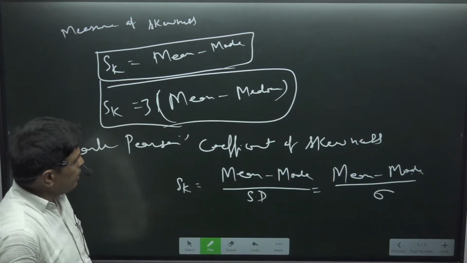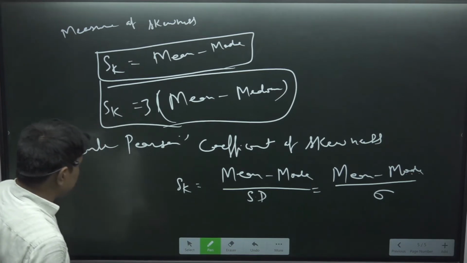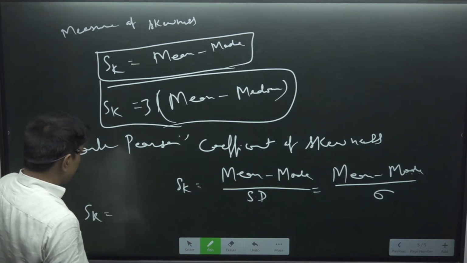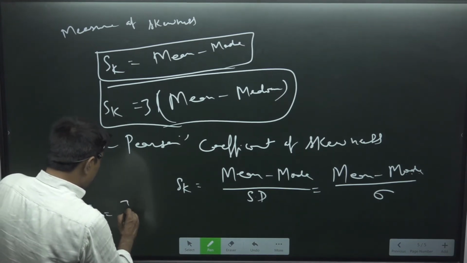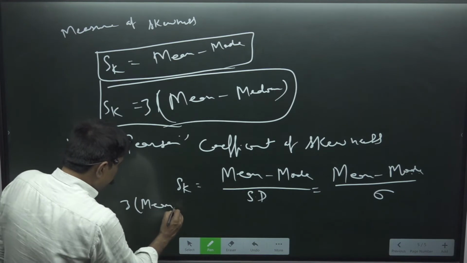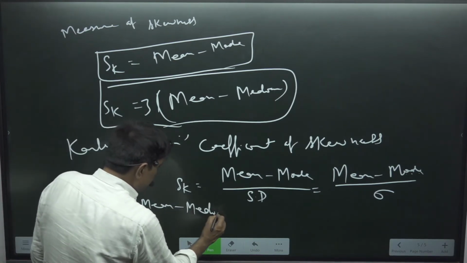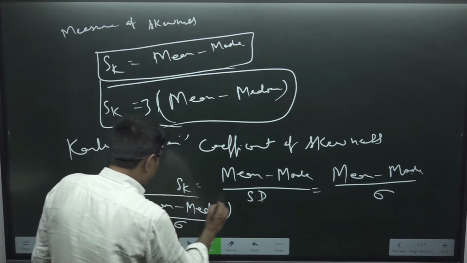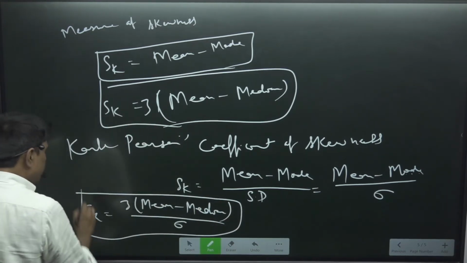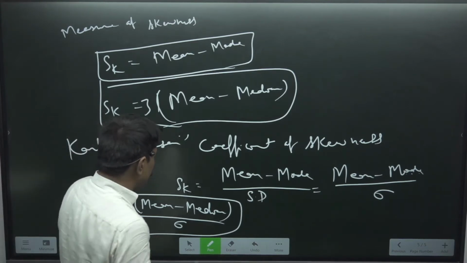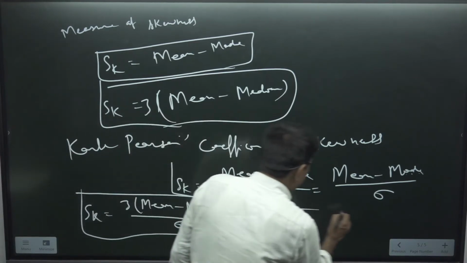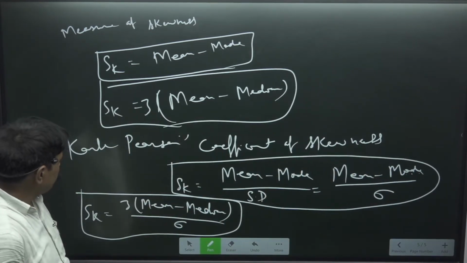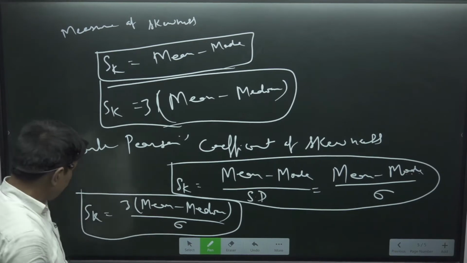When mean and median are given, according to Pearson's coefficient of skewness, it is 3 times of mean minus median divided by the standard deviation. So these are the formulas for calculating the coefficient of skewness according to Pearson's. Okay, next move.